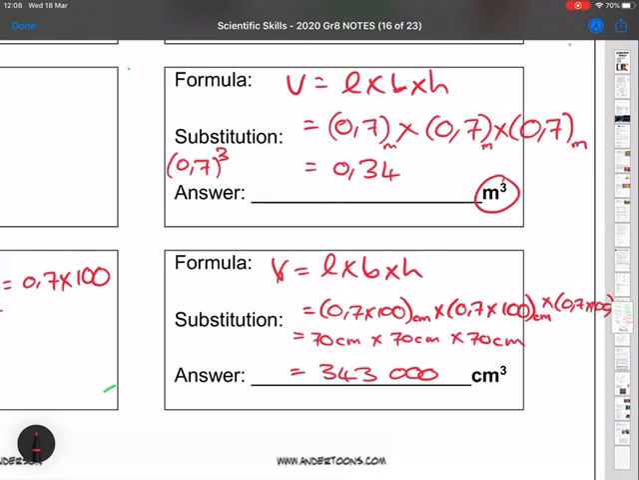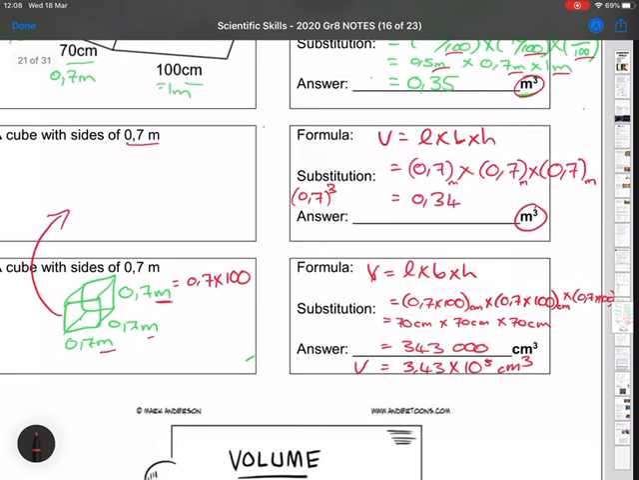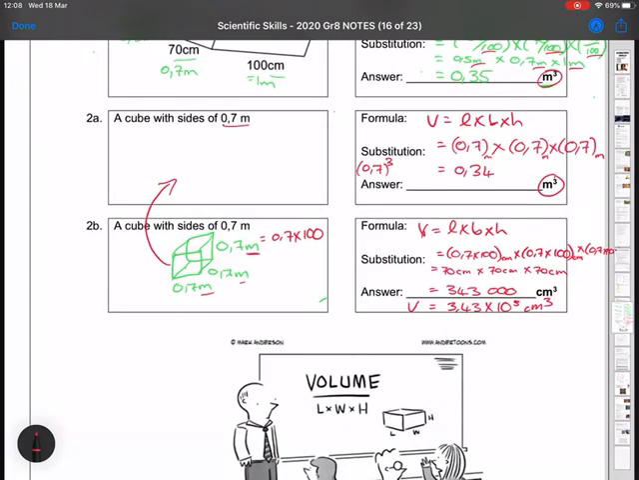If you want, you can also write that in scientific notation. That's fine. You're going to get 3.43 times 10 to the power of 5 centimeters cubed. If you got those answers, well done, guys. I'm really proud of you. If you didn't get them, I hope you do know now.